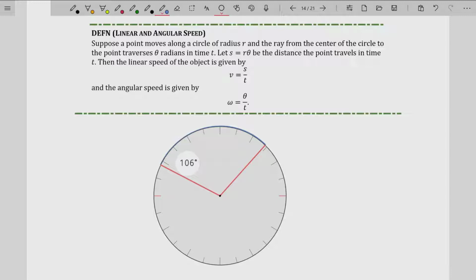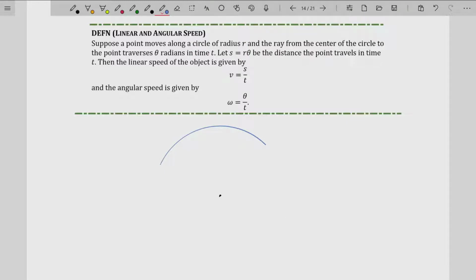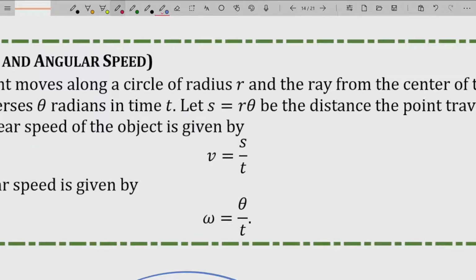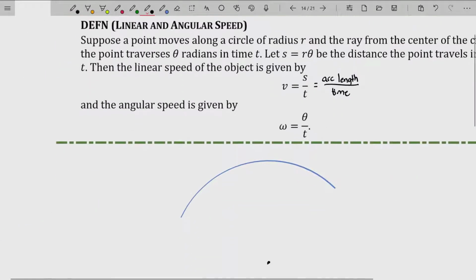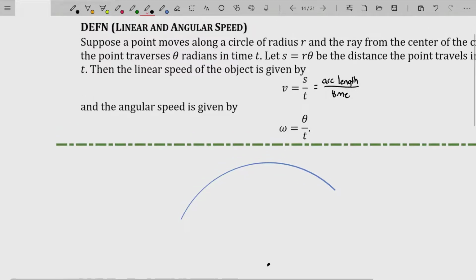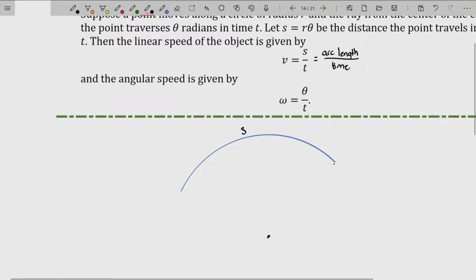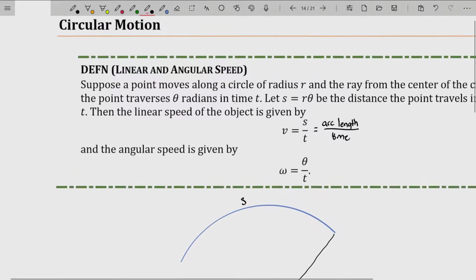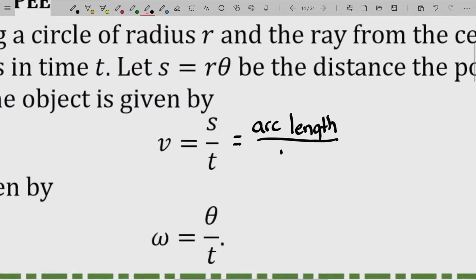Then we define the linear speed to be the distance you covered divided by the time it took you to cover that distance. That should make total sense, because that's how we define speed in the real world, distance over time. So this is the length of the arc right here, arc length, over the amount of time it takes to go that distance. So that should make sense. Distance over time, miles per hour or inches per second or something like that. By the way, this is the arc length and this is the radius of that circle. So anyhow, that's a logical way to define speed, just distance over time.